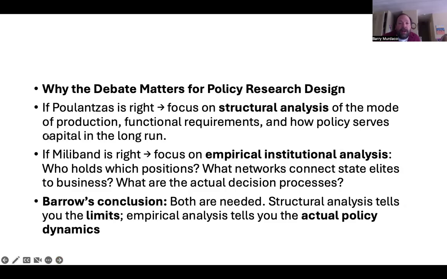Why the debate matters for policy research design: if Poulantzas is right, focus on structural analysis of the mode of production, that's capitalism, but particularly what stage of capitalism you're in. You can sort of break capitalism down into different stages as well. Focus on functional requirements and how policy serves capital in the long run. If Miliband is right, focus on empirical institutional analysis. Who holds which positions? What networks connect state elites to business?